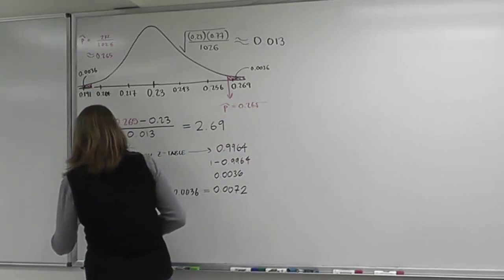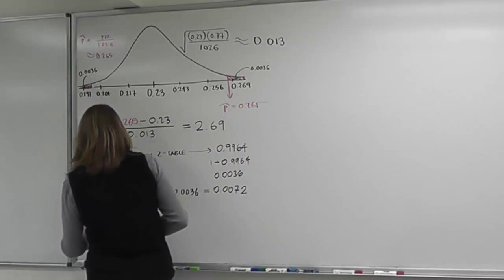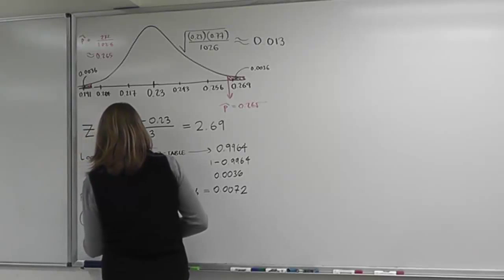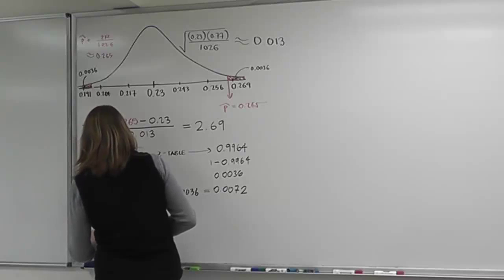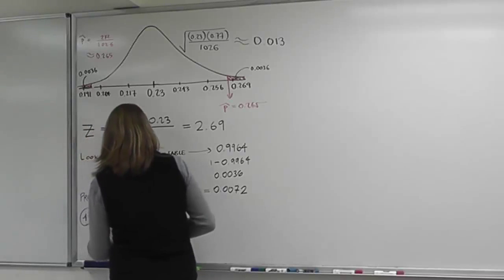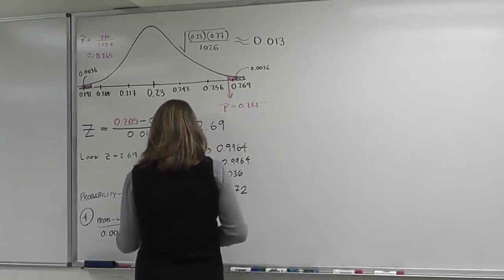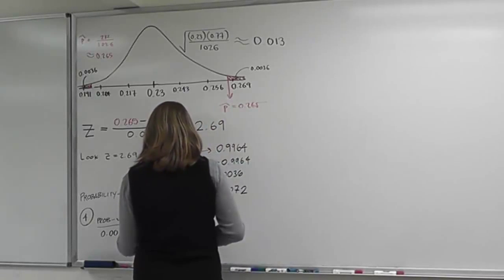So I guess it comes down to step 4. What's your probability value? You can rewrite it down. Do I have an alpha for this one? I don't think I did, did I? No. Let's choose an alpha of 0.01.